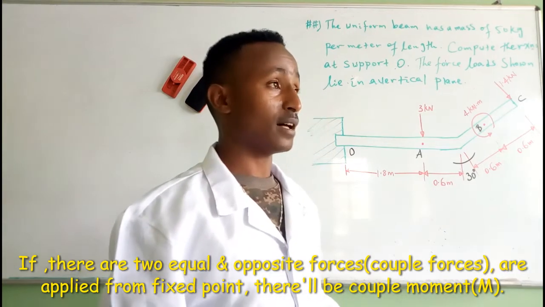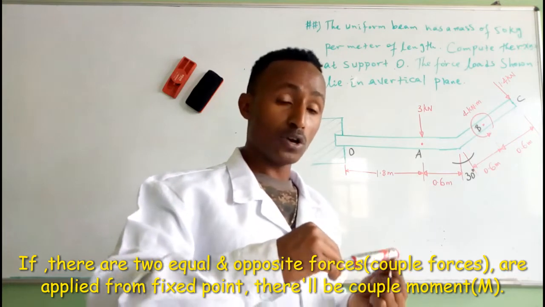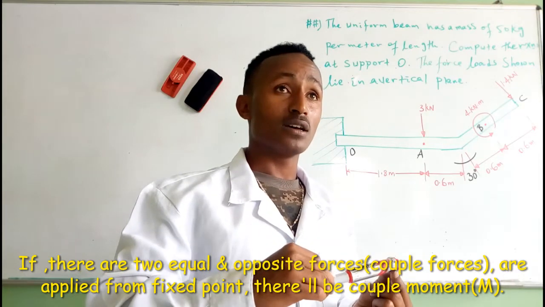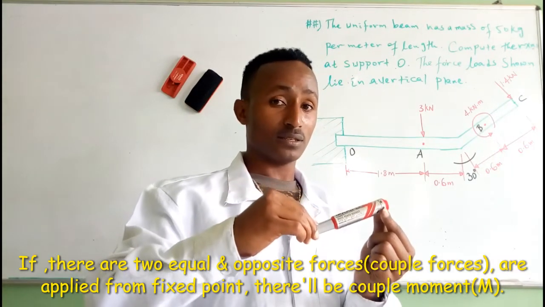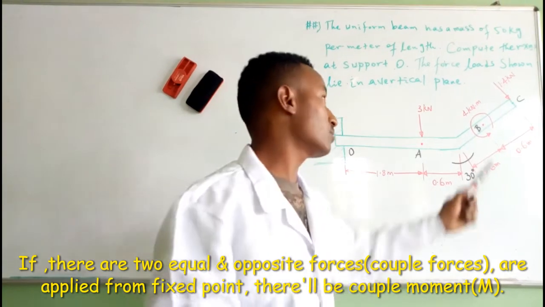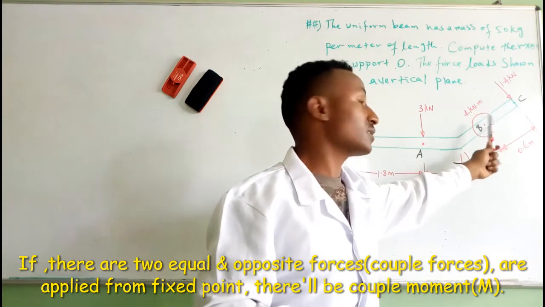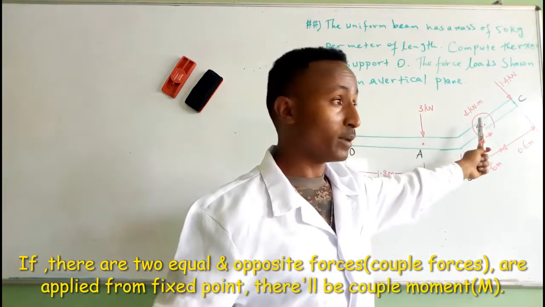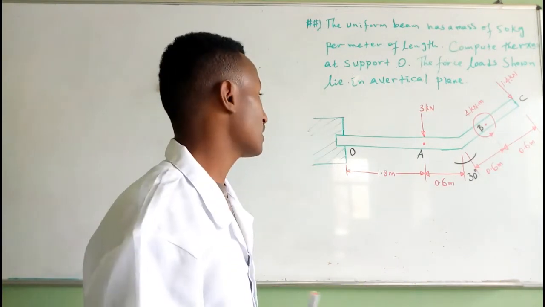That means couple means if two forces, opposite in direction but equal in magnitude, are applied on the object, then they form the couple moment, as the unit indicates, Newton meter. So especially we can call this moment a couple moment.